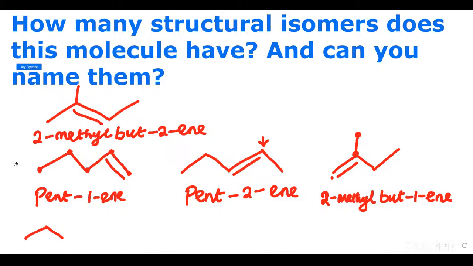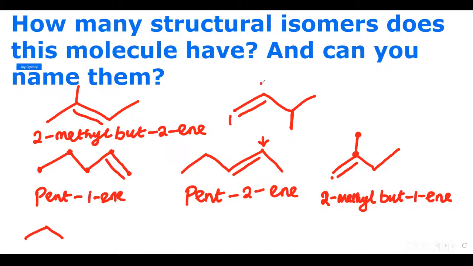Okay, so let's see if there are more. So we have pent-1-ene, pent-2-ene, 2-methylbut-1-ene, 2-methylbut-2-ene. Let's see if we can move that. Yes, actually, we can have one more. I'm going to show you why it's possible. If you draw this same one, this one we had here, if you draw it again, put the double bond here and make this methyl group go to this second part. Now I'm going to show you why this is possible.